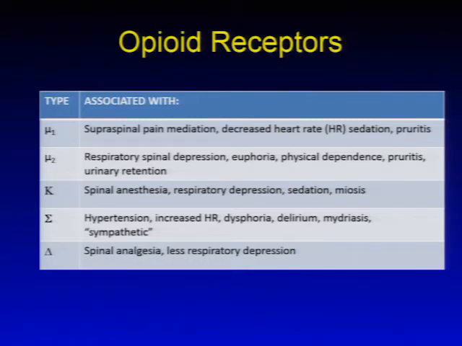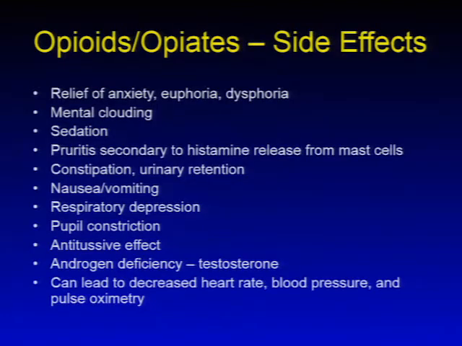Kappa, which is spinal anesthesia. Sigma, which is often associated with the sympathetic side effects, such as increased heart rate and blood pressure. And delta, with less respiratory depression and spinal analgesia usually seen.